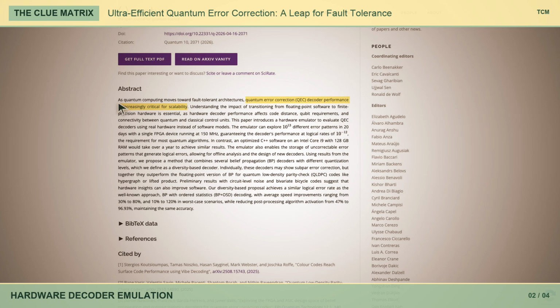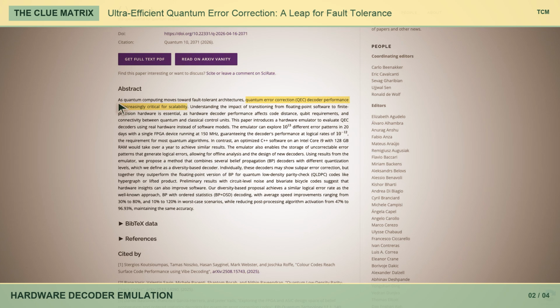Precisely. The performance of these decoders directly impacts the number of qubits required and the overall system throughput. Moving from software simulations to actual hardware for decoding is a monumental step for practical quantum computing.